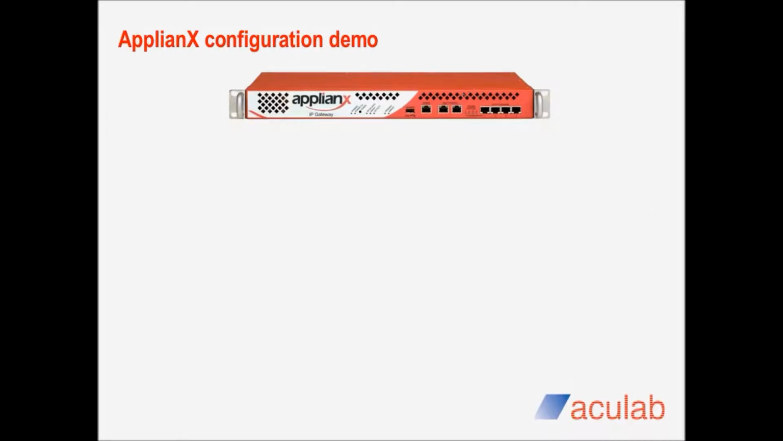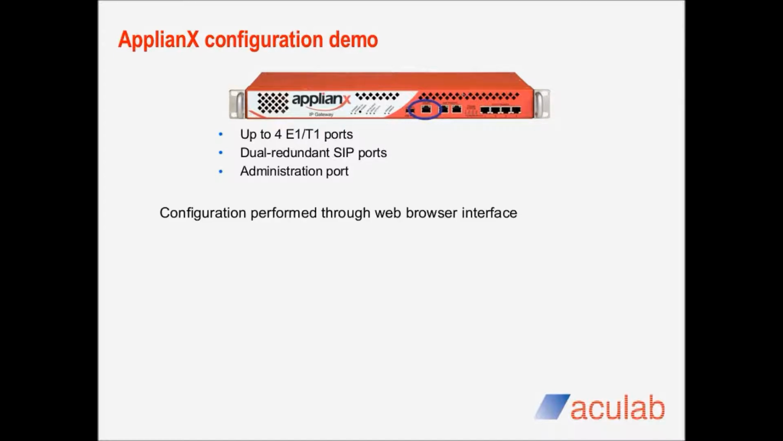As we saw in previous slides, this is what an appliance looks like. It has a number of ports on the front. These are up to 4 E1/T1 trunk ports, dual redundant SIP ports, and an administration port. All the configuration of the appliance is performed through an easy-to-use web interface which can be accessed through the browser of your choice over HTTP or HTTPS connection.